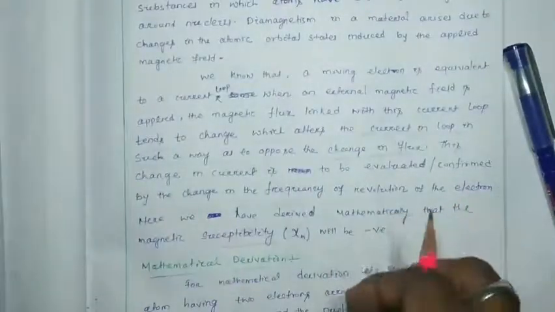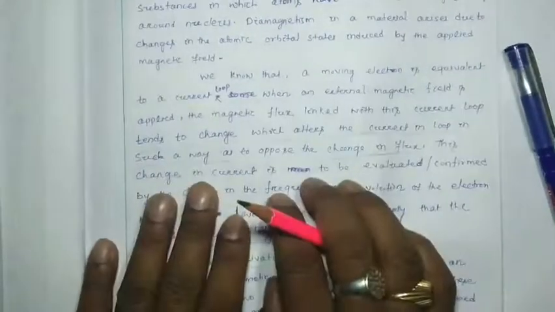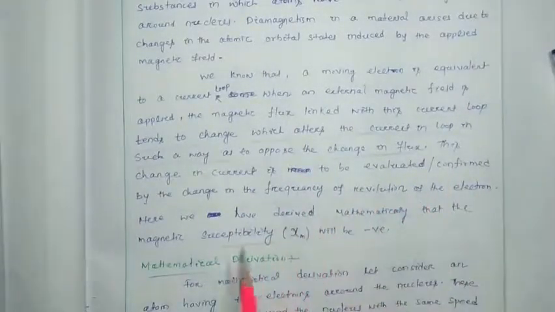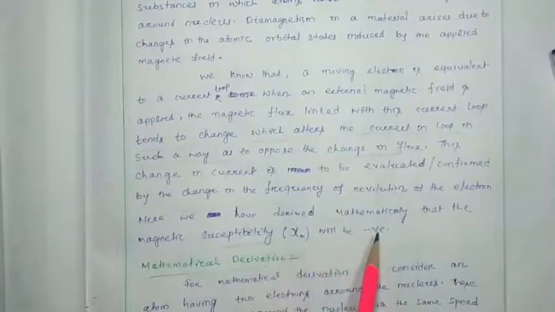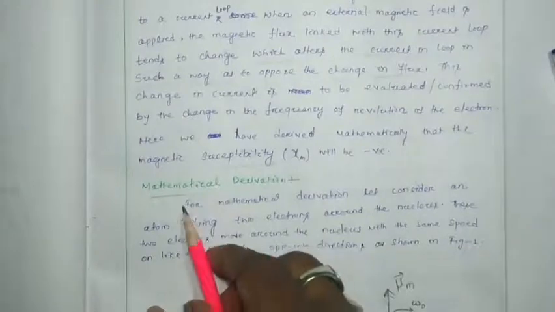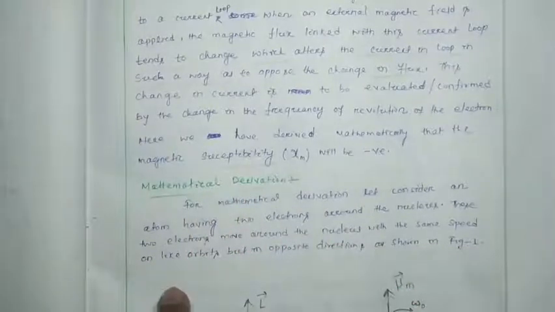So in our discussion, in this lecture, we are going to derive mathematically that the susceptibility will be negative. Okay, so let's start the derivation of the mathematical part of this lecture.